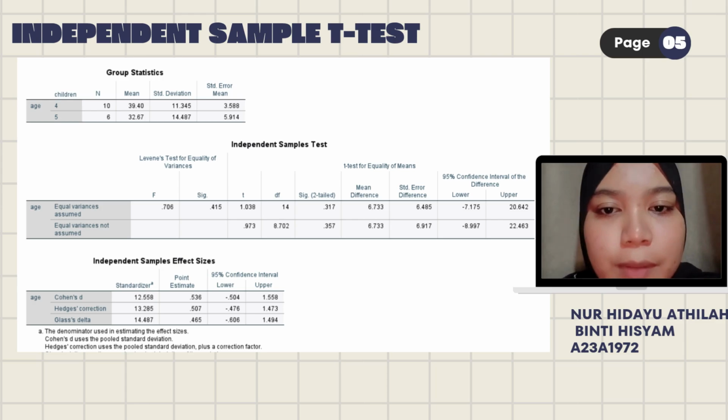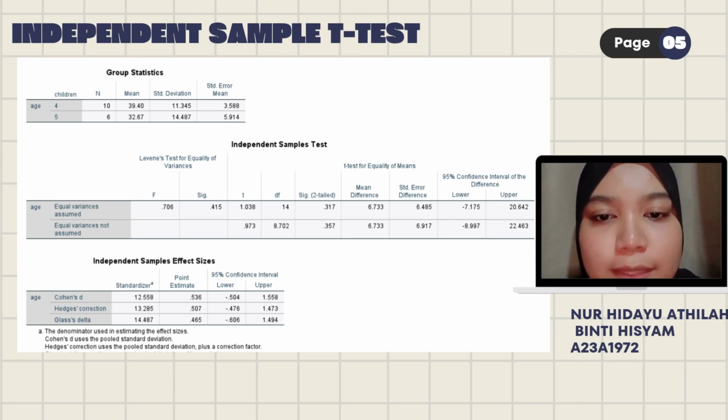Additionally, we look at the independent sample effect size. The Cohen's d value is 0.536. This suggests that the effect size of the difference between the groups is at the medium level, even though the statistical test shows the difference is not significant.